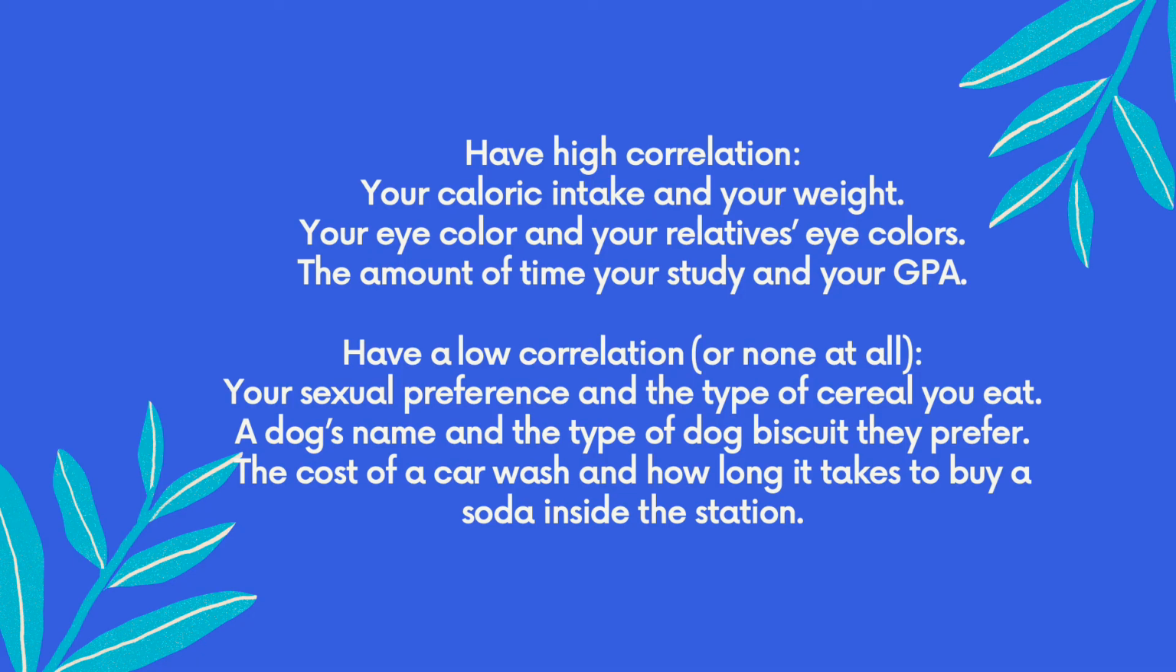These are examples of high correlation and low correlation events. High correlation examples: caloric intake and weight, eye color and relatives' eye colors, amount of time spent studying and GPA. On the other side, low correlation examples are sexual preference and the type of cereal you eat, a dog's name and the type of dog biscuit they prefer, and the cost of a car wash and how long it takes to buy a soda inside the station.